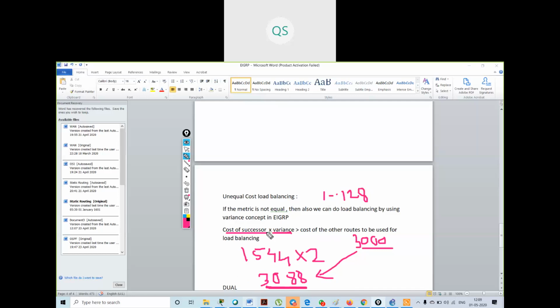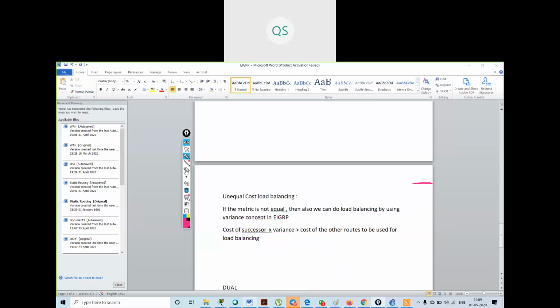So the cost of the successor multiplied by the variance value, whatever the output is, should be greater than the cost of the other route. We had two routes, one was 1544, another was 3000. Understood? Then it will do unequal cost load balancing. It will send packets from both sides.